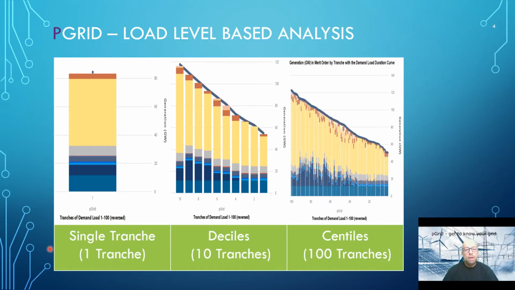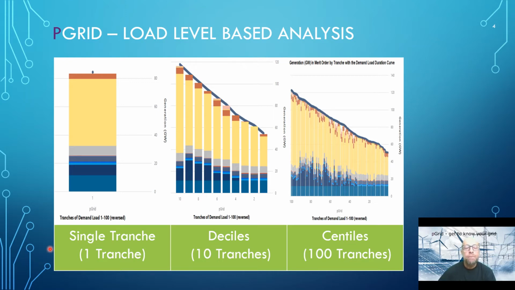So we're going to have a look at the nuts and bolts of pGrid here. This is really a chart that shows what's going on in pGrid to give us the answers to the questions we've got. And it's all based around this concept of load level. How many megawatts is on the system at any point in time, and how does the generation assets that we've got and the storage assets that we've got meet that load level?